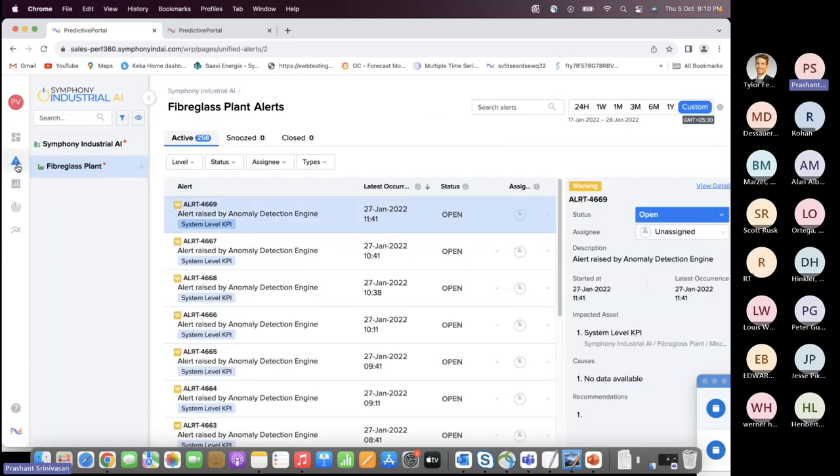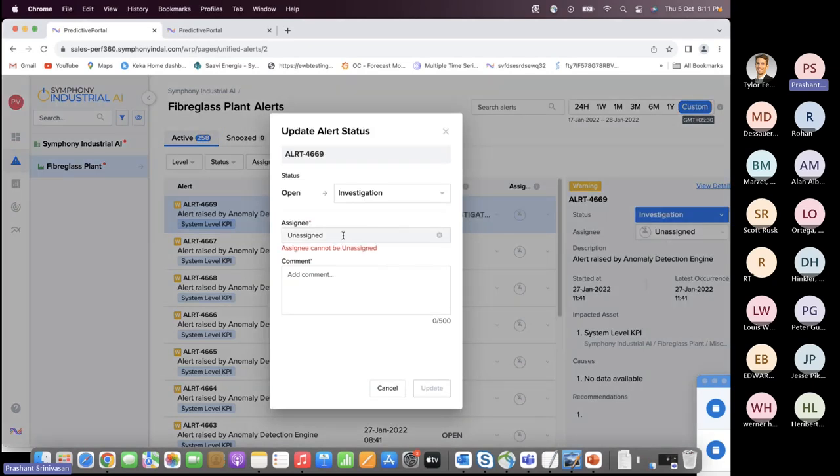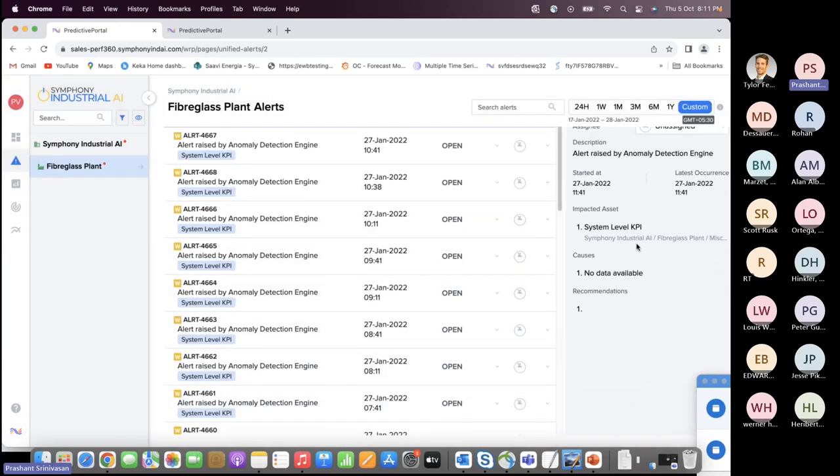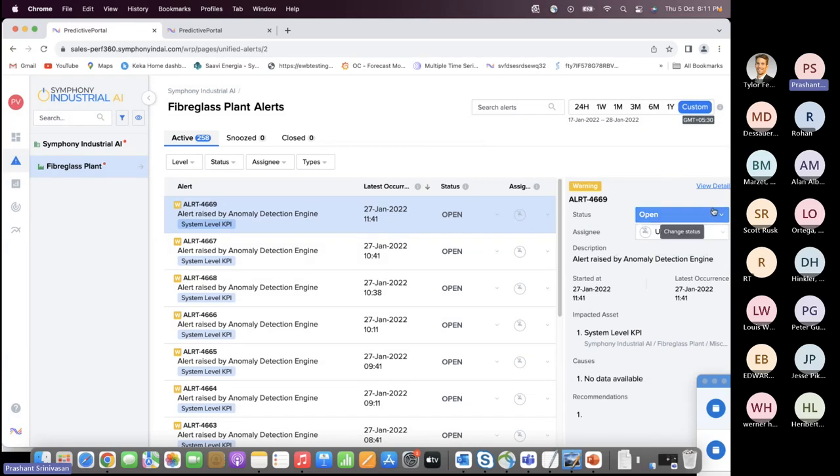Now, if you go to the alerts page, you can see all your process alerts along with the timestamp and the status. The users can check the status, change the status of these alerts, assign somebody, add their comments, and so on. And also investigate these alerts in more detail, upload files, etc.